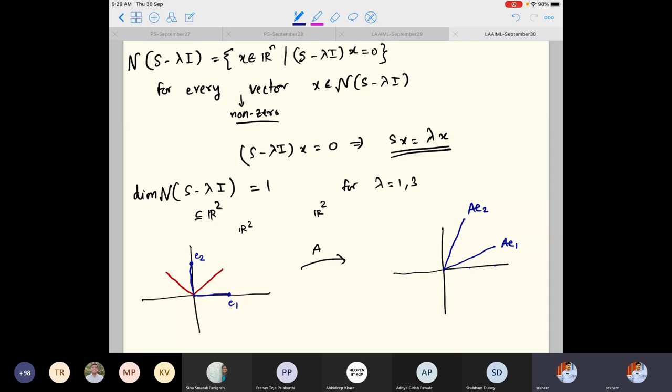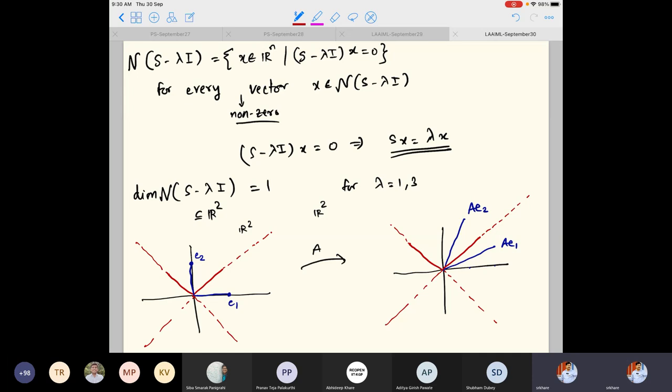But what happens to (1, 1)? (1, 1) still remains (1, 1). Correct, and (1, minus 1) also remains still (1, minus 1), right? So these are the vectors that do not change direction. So basically every vector on this line and every vector on this line do not change direction, right? So this is the subspace that we are really talking of.